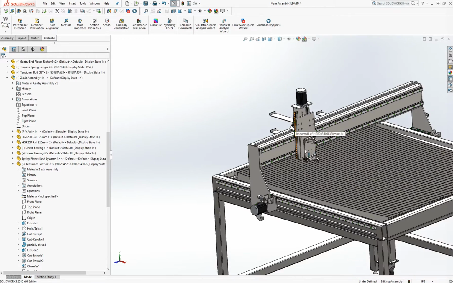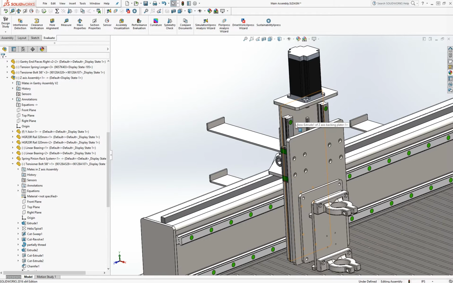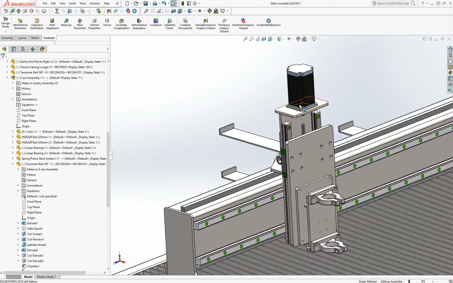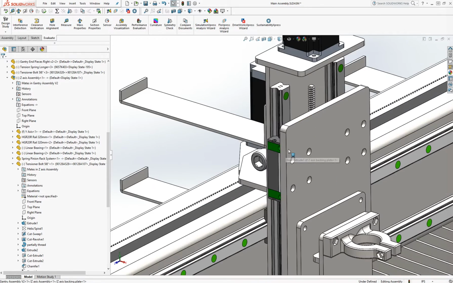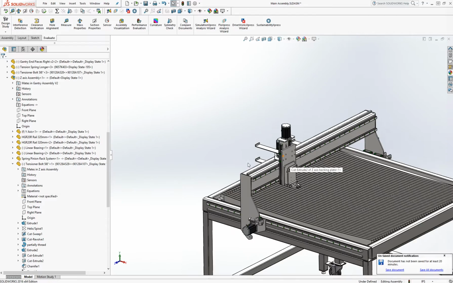And then for the Z-axis, I just bought a long length and cut it in half, and then used the extra two bearings I had after buying them off of Amazon.